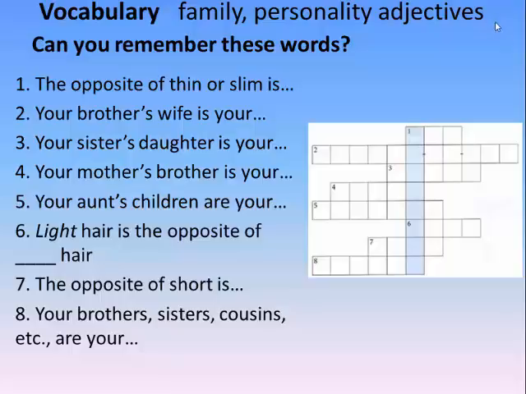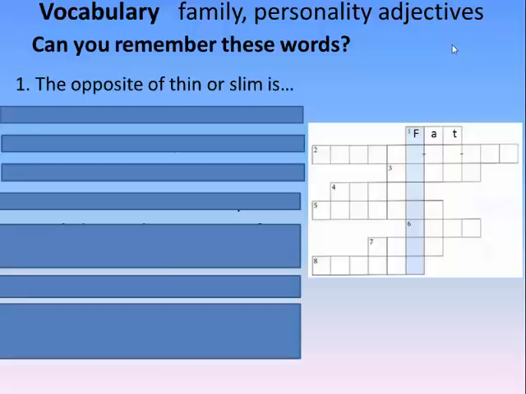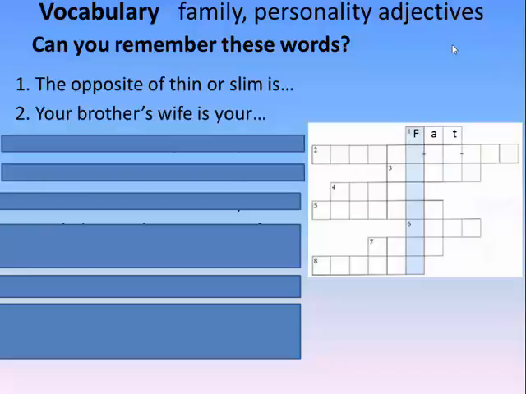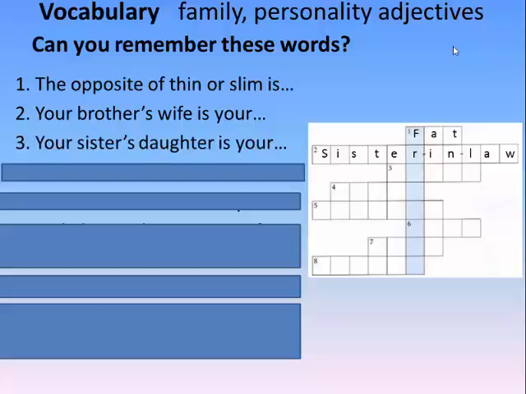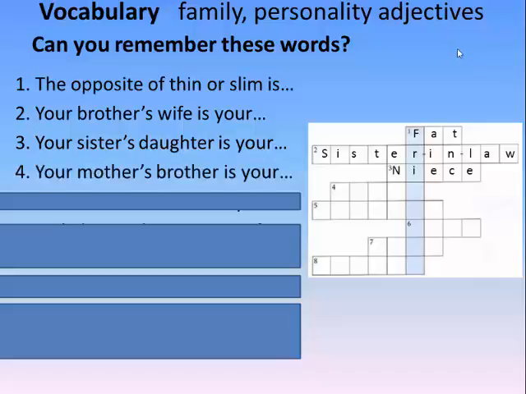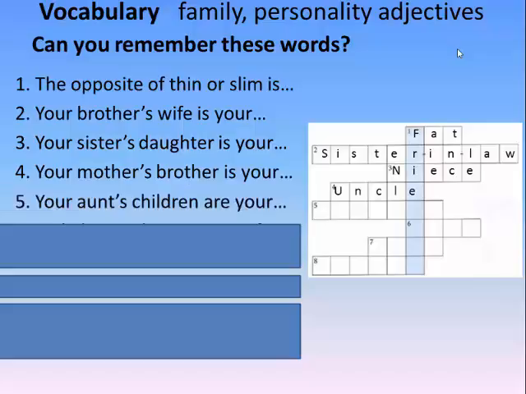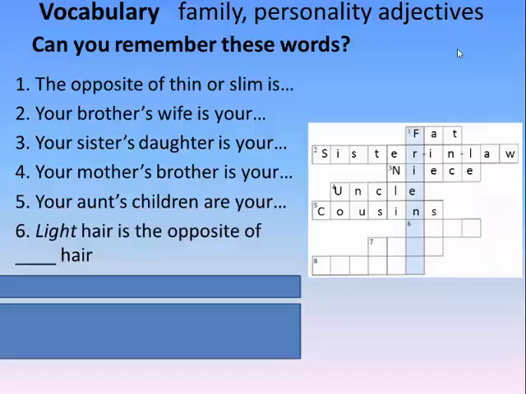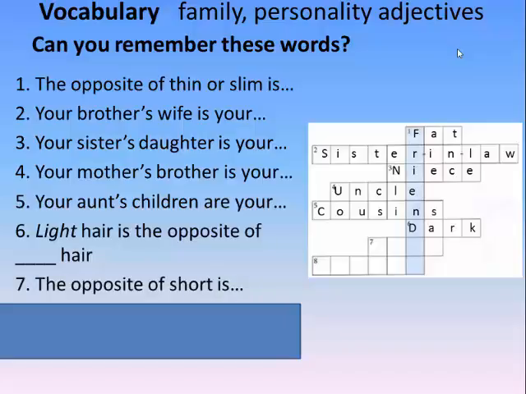The opposite of thin or slim is fat. Your brother's wife is your sister-in-law. Your sister's daughter is your niece. Your mother's brother is your uncle. Your aunt's children are your cousins. Light hair is the opposite of dark hair. The opposite of short, when describing a person, is tall.